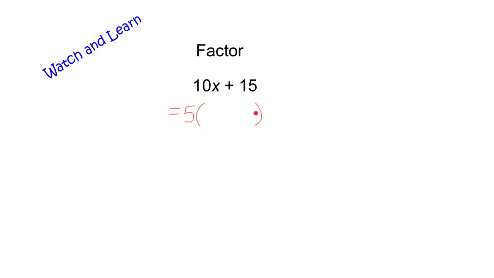What goes in here? Well, it's whatever you multiply 5 by to get 10x plus 15. Well, 5 times 2x gets me 10x, and 5 times 3 gets me 15. So when I write 10x plus 15 in factored form, I write the greatest common factor, which is 5, multiplied by 2x plus 3. So I turn standard form into factored form by common factoring.